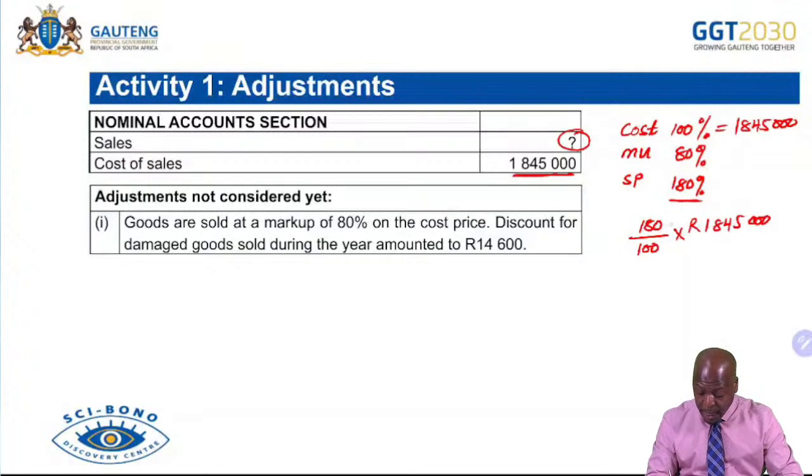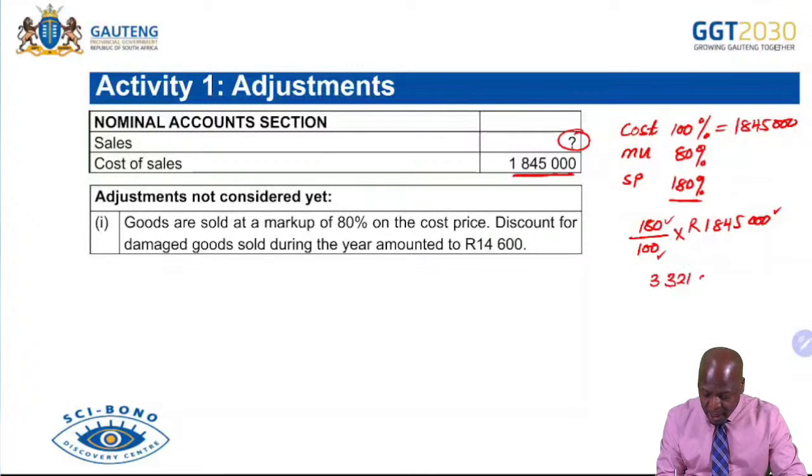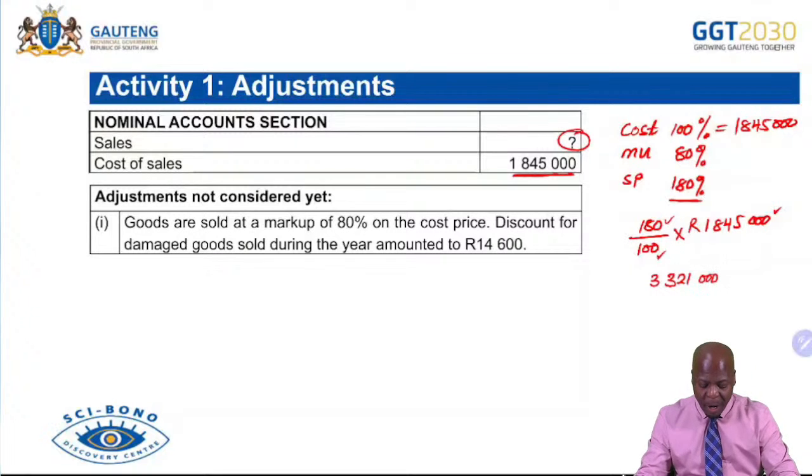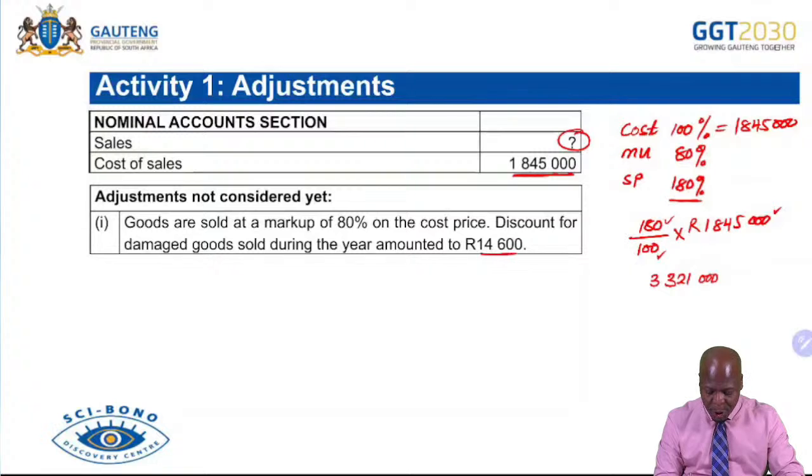If you punch them, how much do you then get? We're saying 180 over 100 multiplied by 1,845,000. Someone is saying, Mr. Simbi, I'm getting 3 million. Say it again. 3,321,000. So you're getting 3,321,000. This is the sales amount that we are supposed to get. But remember, this is the amount before we have given this discount for the damaged goods.